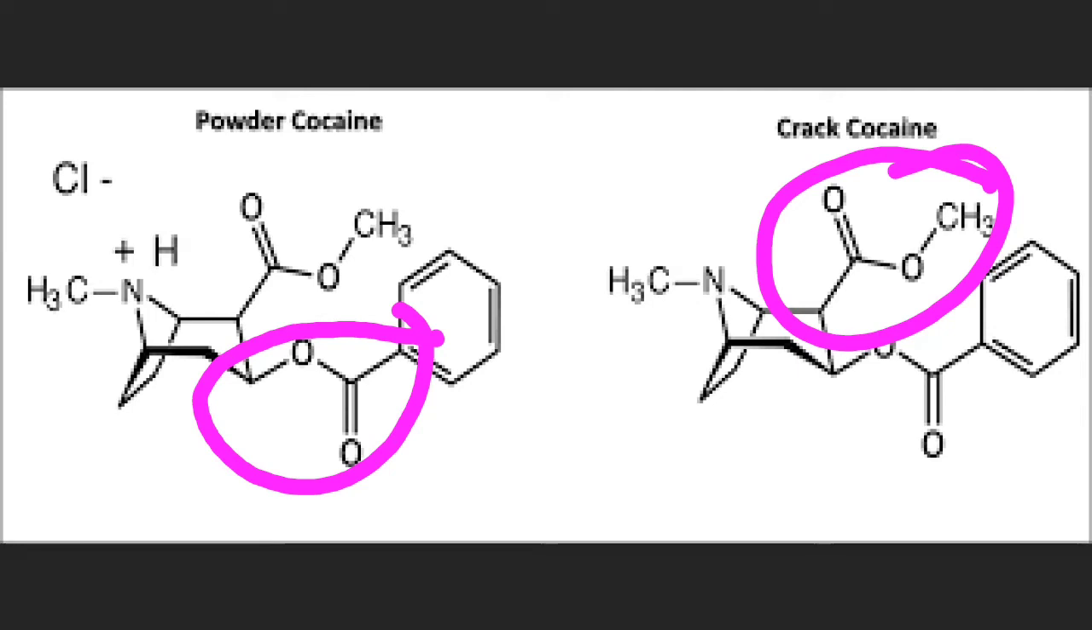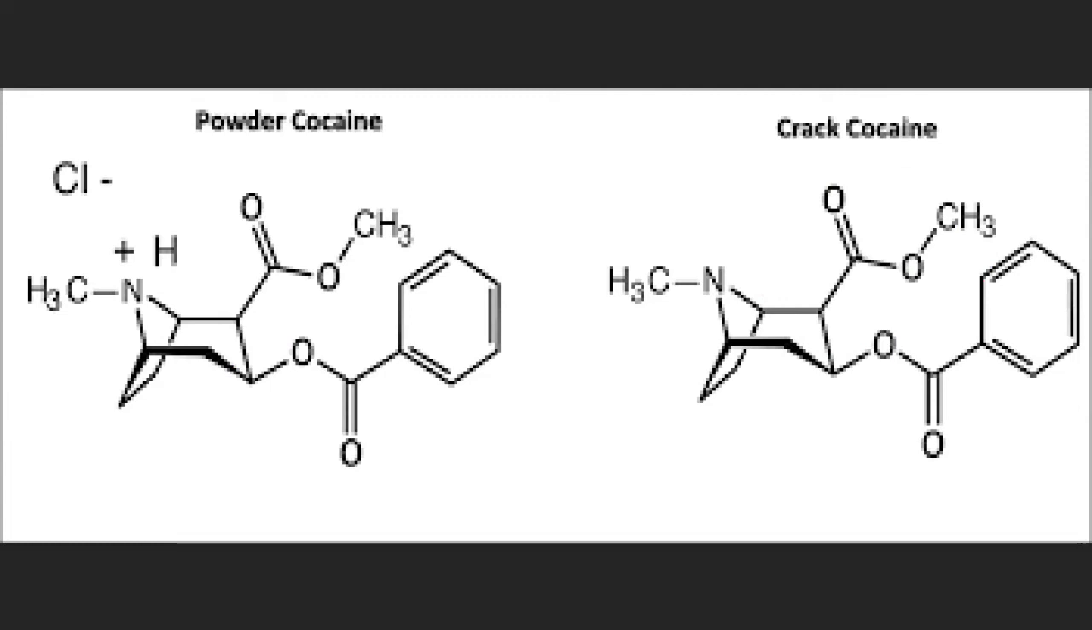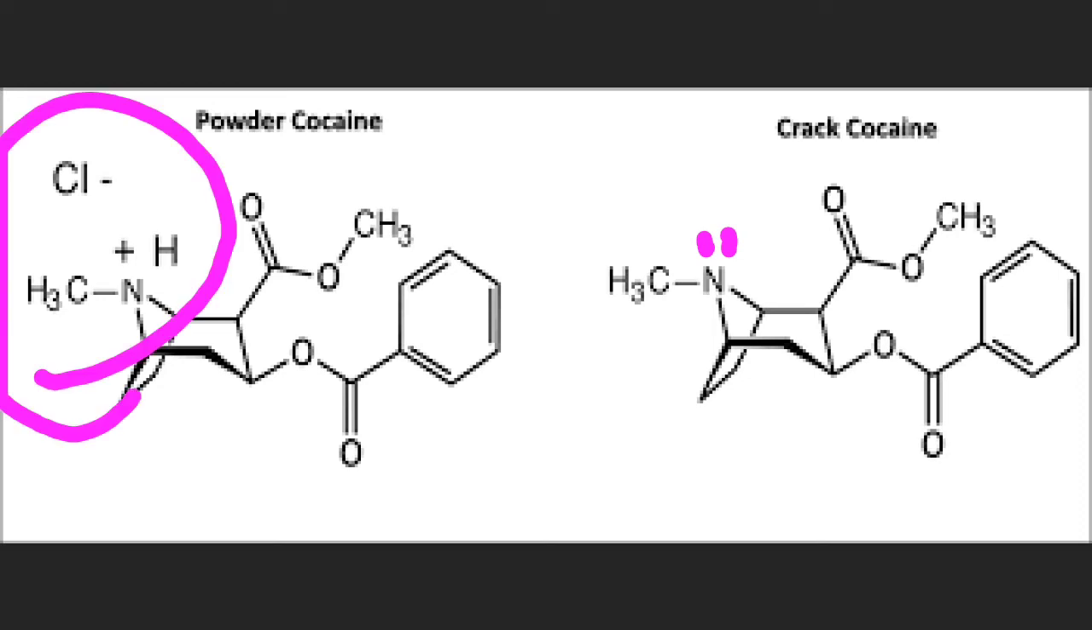This group that goes carbonyl, oxygen, carbon, that's an ester group. So these 2 structures are just the same as each other, but with one difference. In crack, that nitrogen is basic. It has a lone pair of electrons, whereas in cocaine, it has been acidified, which means this one is an ammonium salt.